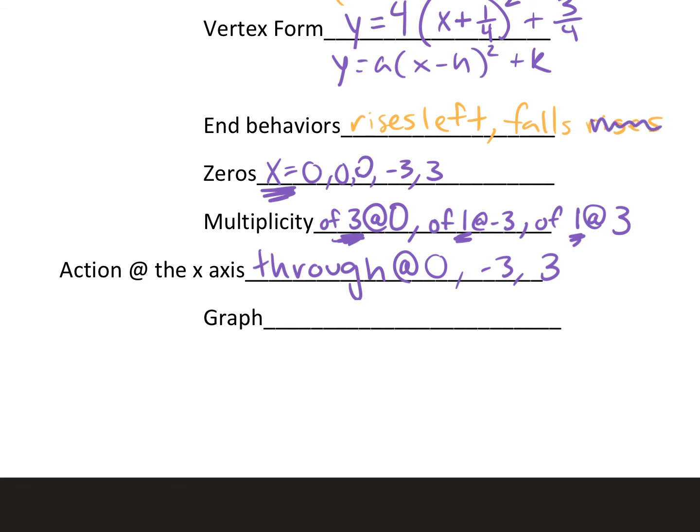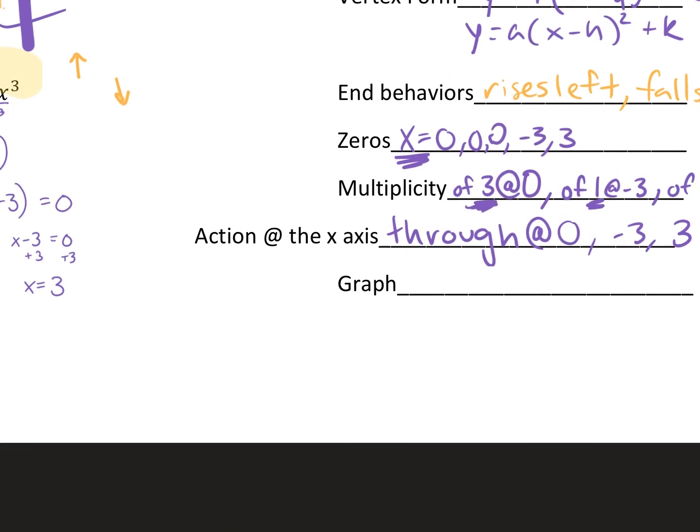Yeah, it falls right. After I just said, be careful. Yes. So if there was a multiplicity of 2, like 3 was 2 times, so you know, like it goes through at like 0 and -3 and then touches and turns. So if you had different types of multiplicity, if you had even and odd, make sure you say where it goes through and where it touches and turns.